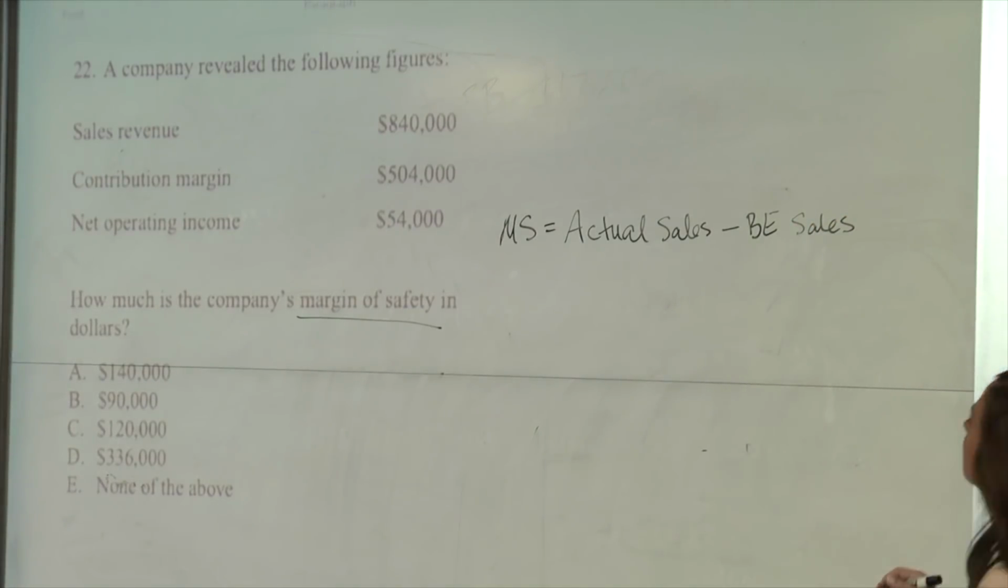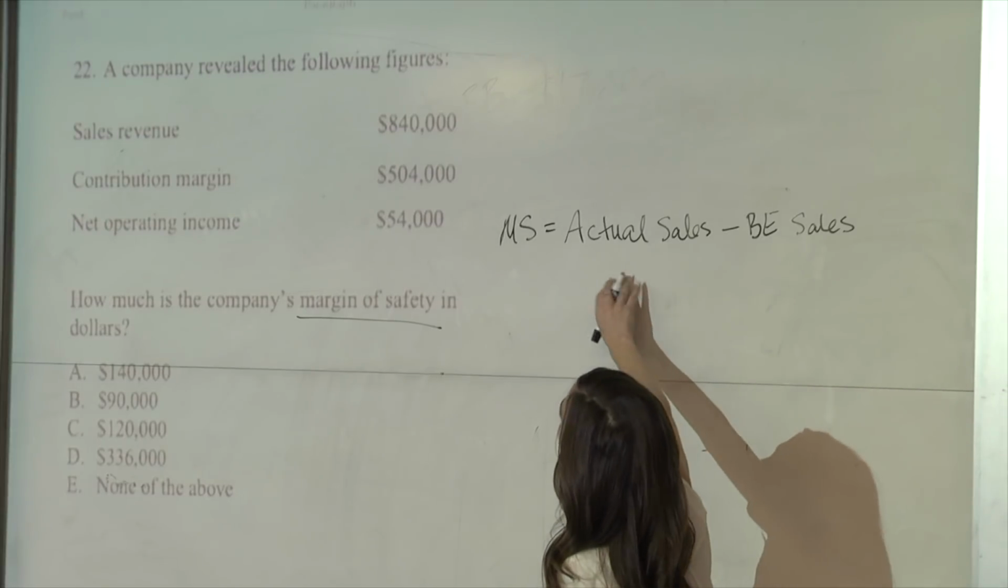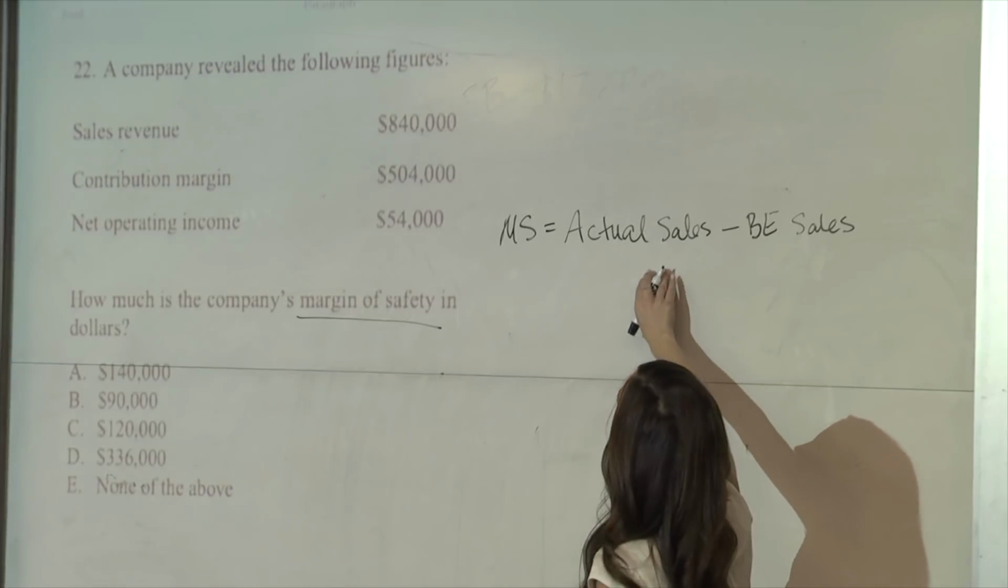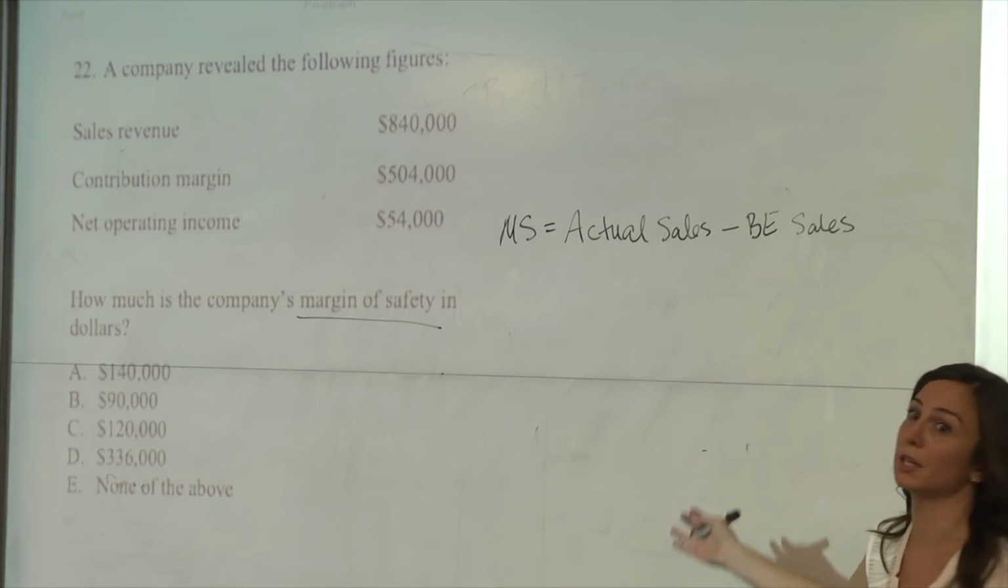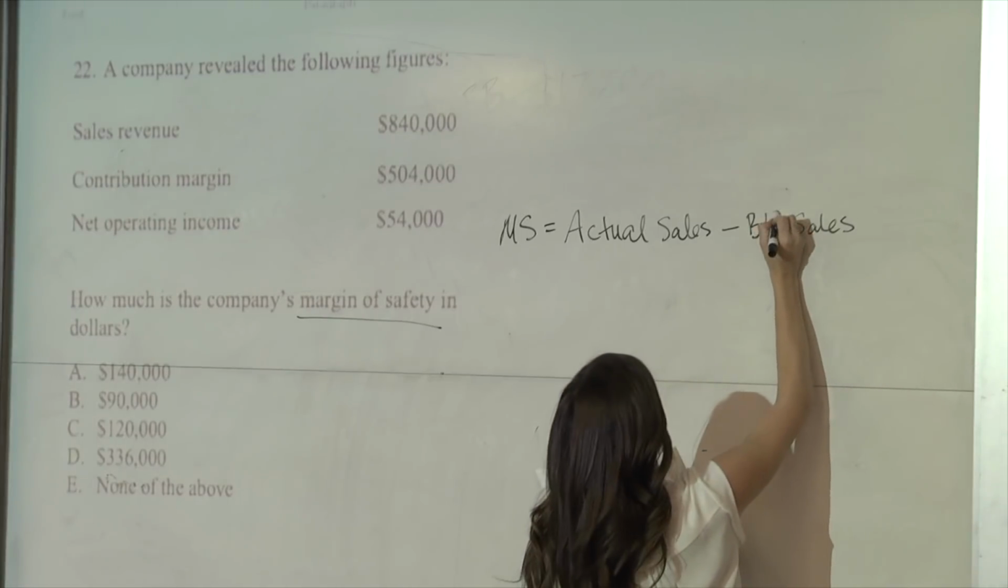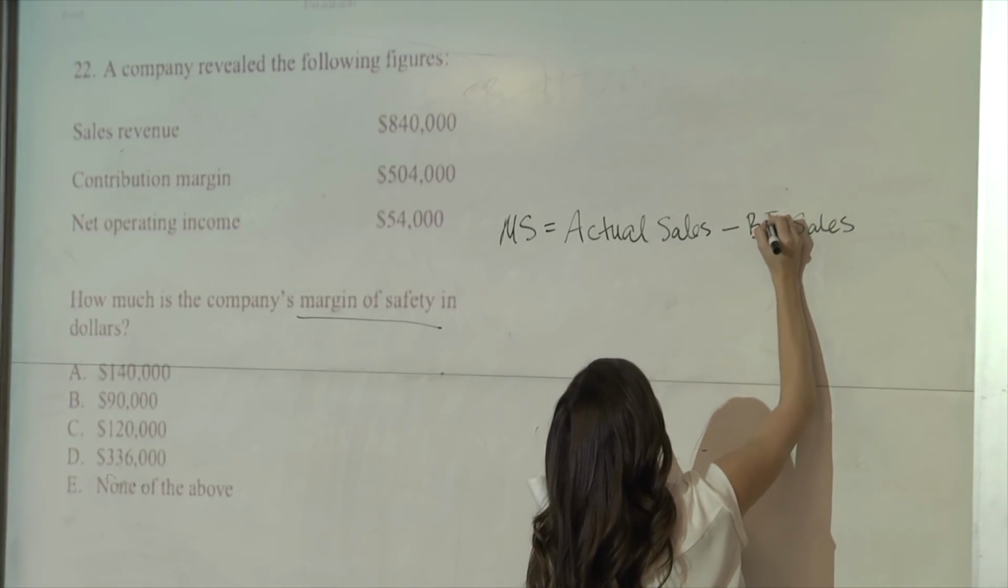So basically, at the current point, what's the amount of sales that we have to cover a situation where we're going to have zero profit? The name margin of safety is pretty intuitive, actually.